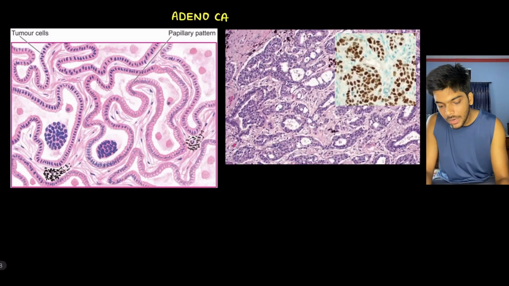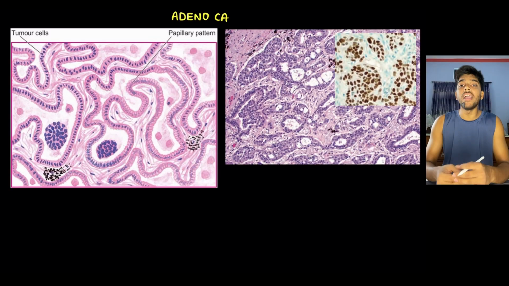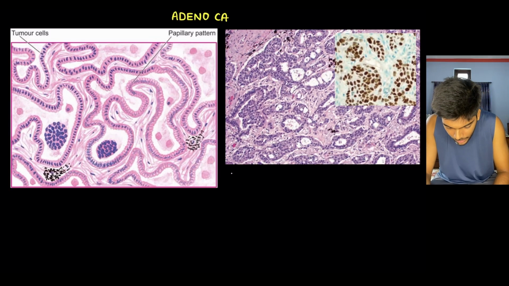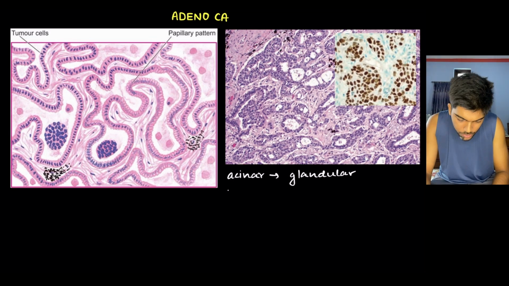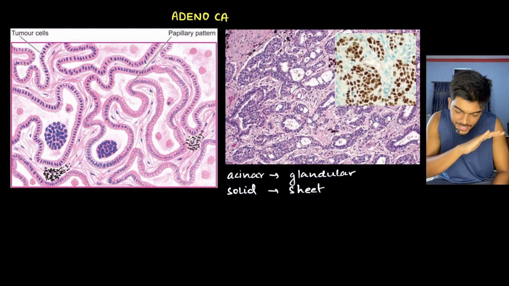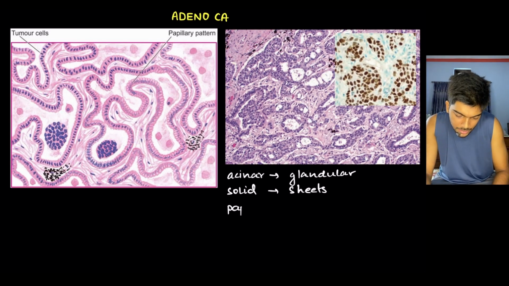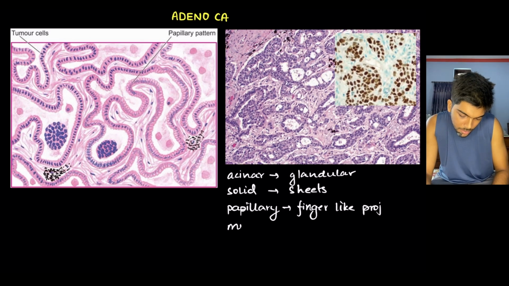Second, adenocarcinoma. Now, adenocarcinoma is found in various patterns like acinar, which is glandular pattern. Solid, that is the tumor cells are arranged in sheets, plain sheets. Papillary, that is the tumor cells are arranged in finger-like projections. And micropapillary, that is the tumor cells are arranged in pseudopapillae.